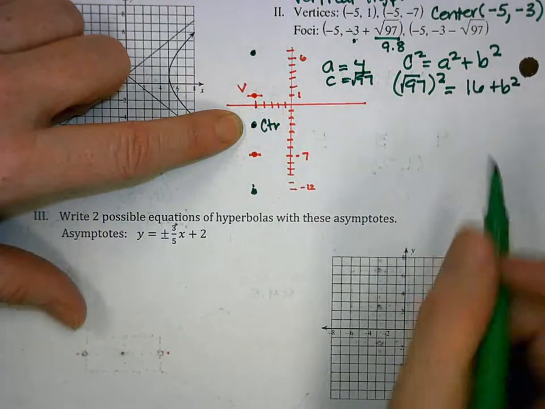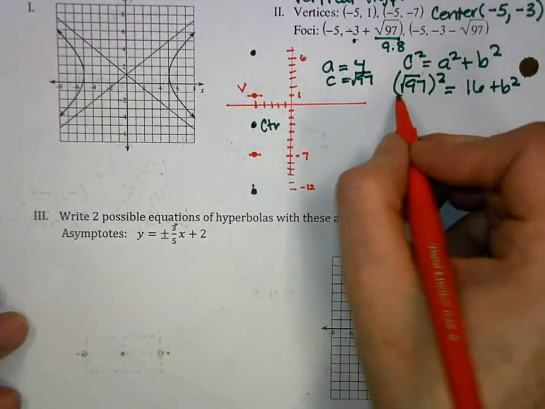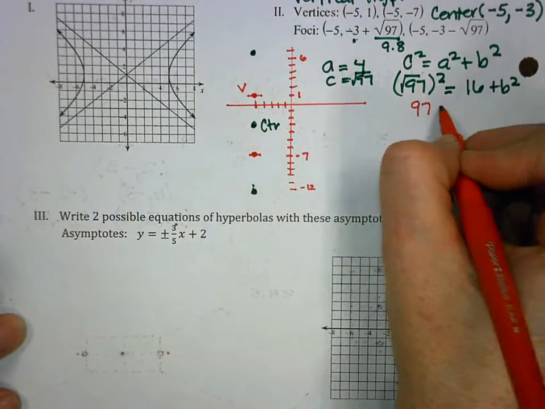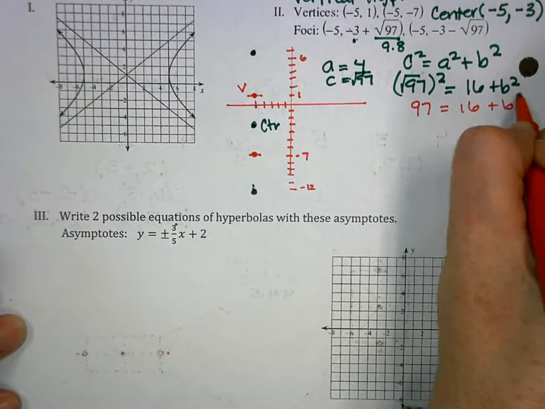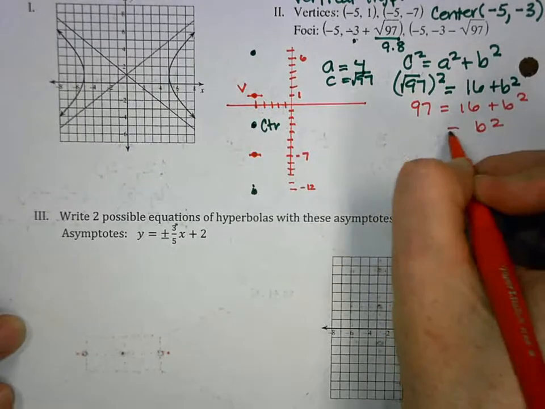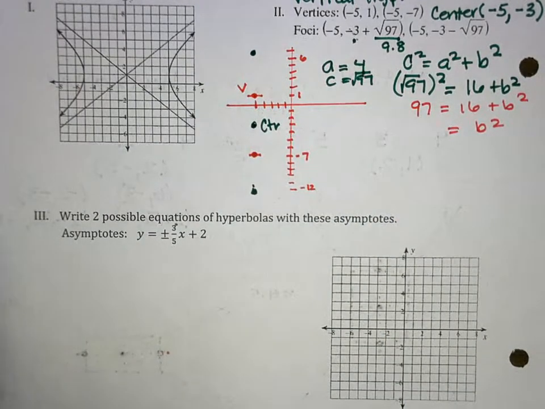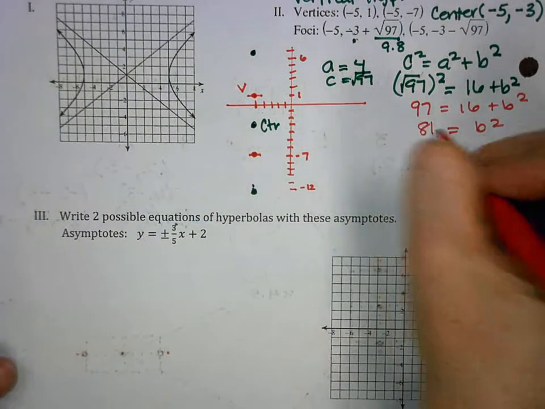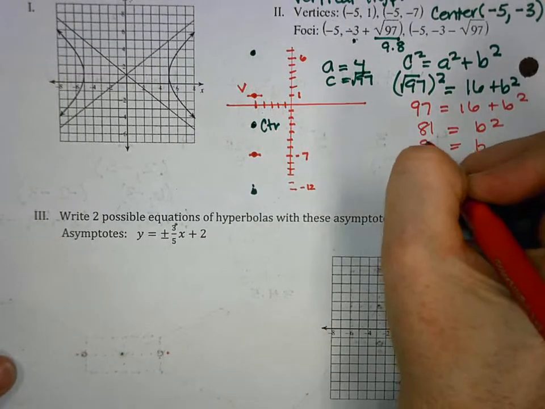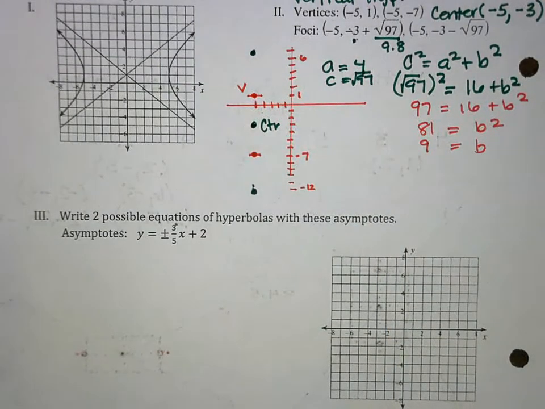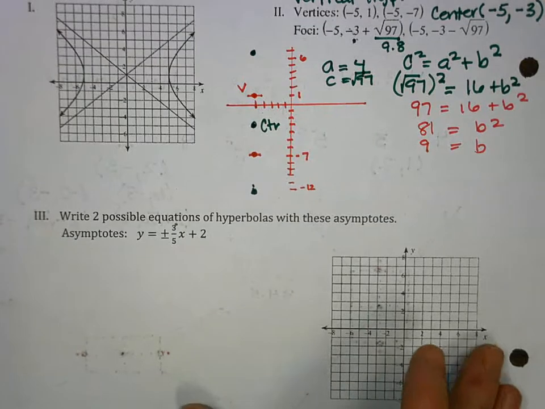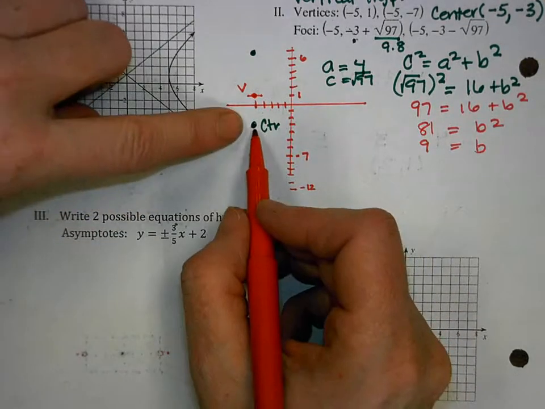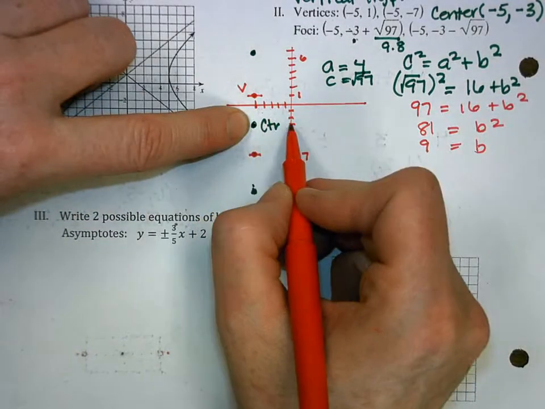4 squared, 16 plus B squared. Okay, so let's start working this out. Radical 97 squared is 97 equals 16 plus B squared. B squared equals 81. B equals 9. So that tells me the length of my box.